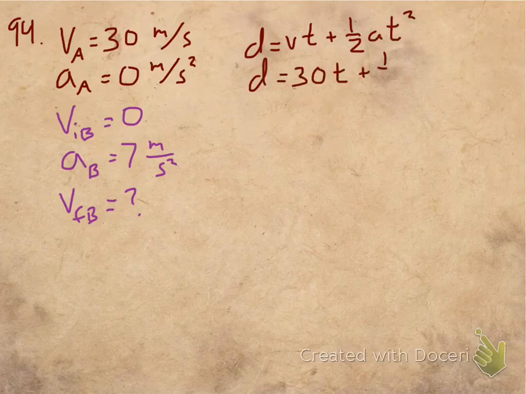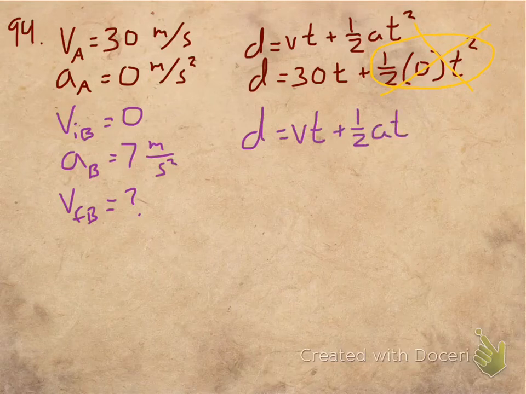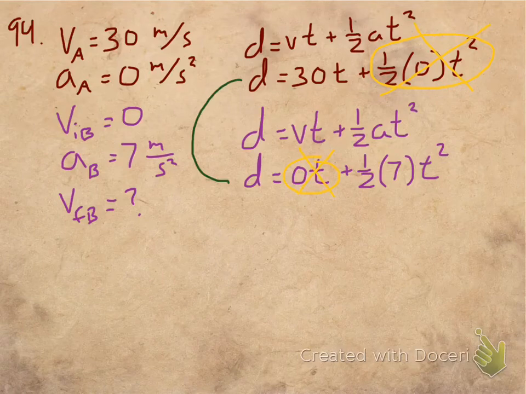Plugging in some numbers here for the displacement equation for the speeding car, we see that the acceleration portion cancels out. Now I'm going to write the same equation for the police car. We're starting from rest, remember, so the initial velocity portion cancels out. Let me pause the video there.